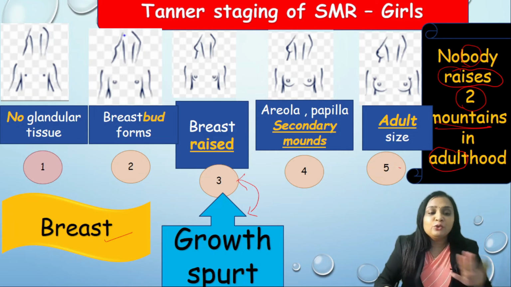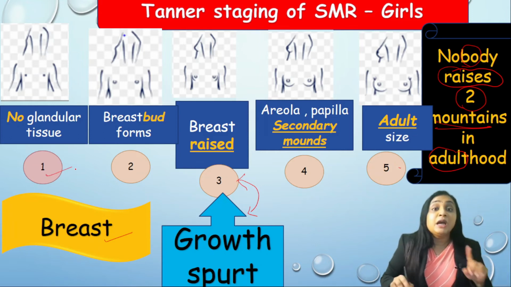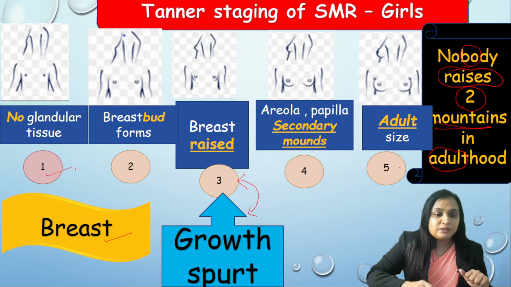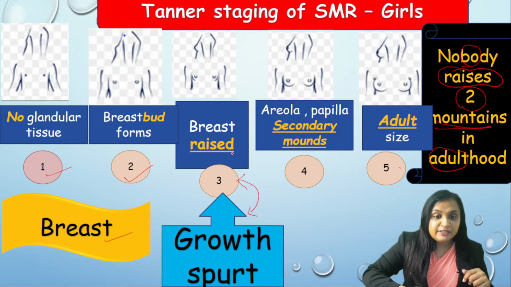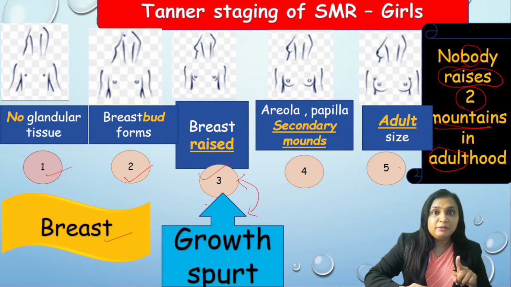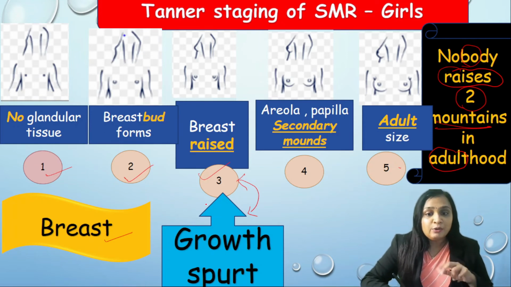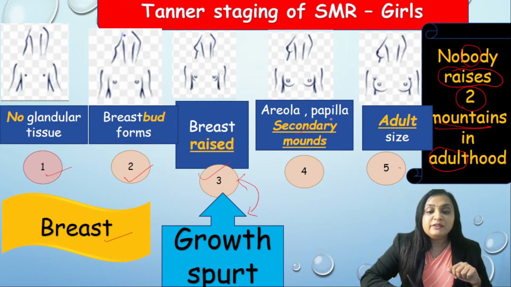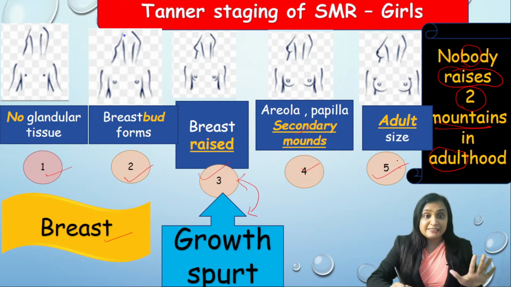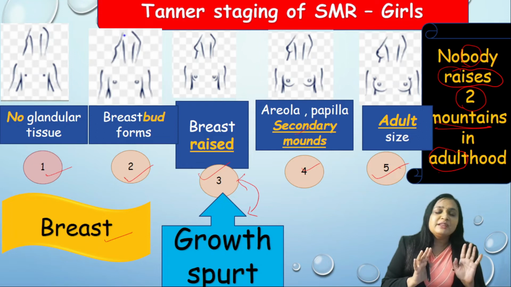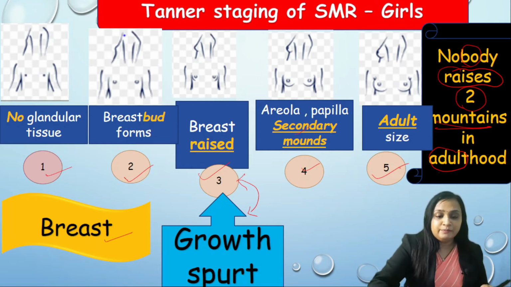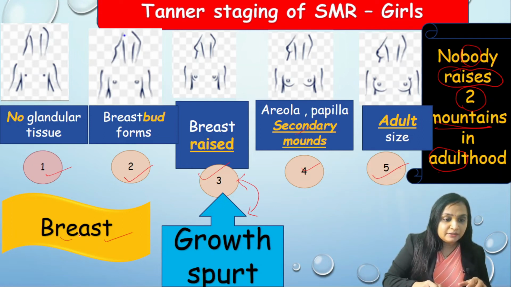No stands for no glandular tissue, stage 1. Body, breast bud forms, stage 2. Raises, breast raises, stage 3. At the same time there will be a growth spurt. Two mountains means secondary mounds, areola and papilla, stage 4. And adulthood stands for adult size. So 5 stages are over for girls. Nobody raises two mountains in adulthood. This is for the breast.